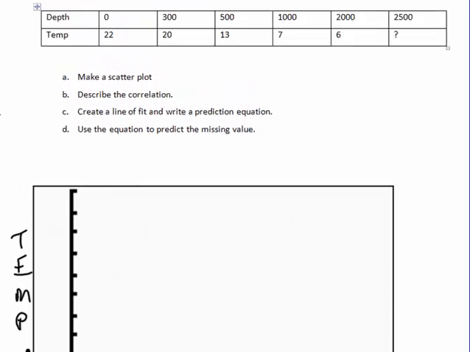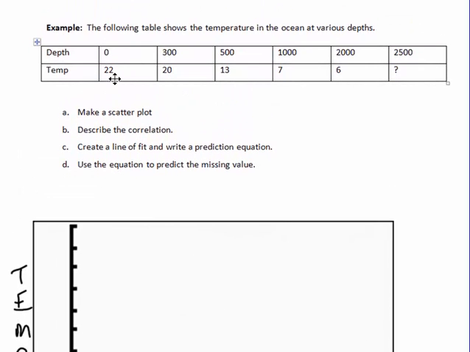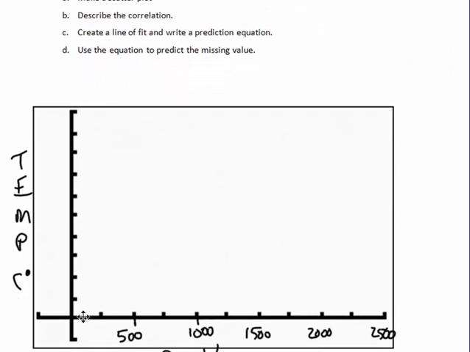Alright, so temperature, my range for temperature goes 22 all the way down to, well, we don't know, so 0 to 22. This will be 0. So does 2, 4, 6, 8, 10, 12, 14, 16, 18, 20. 22 would be up here.